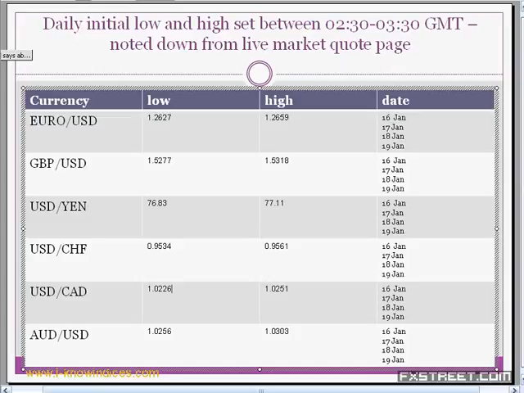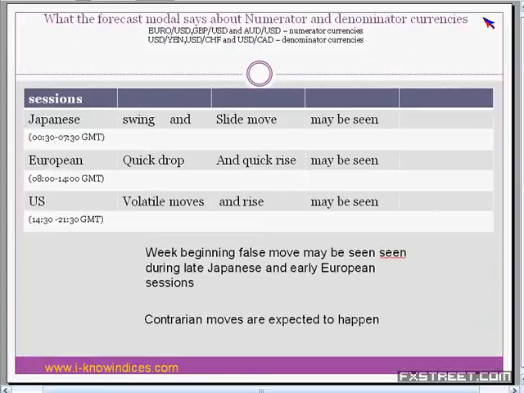Then we use the forecast algorithm as a guiding factor, and we don't fully depend on that. We only use it as a guiding factor. And the forecast algorithm says that these are all the session times I have given. For those who have joined and do not know what the session times are, they can just refer to the Tracking the Forex Market Together webinar that I have given on an earlier occasion. They are available in the archives at FX Street.